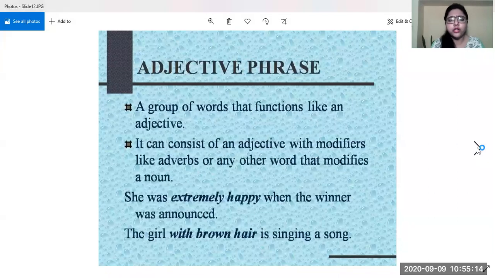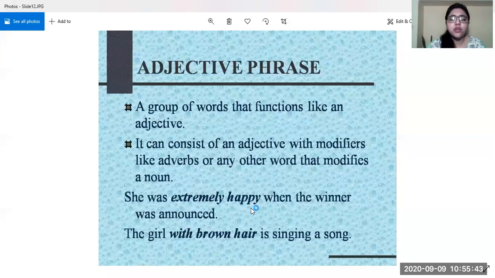Now we come over to the adjective phrase. Adjective, as you know, is a word which modifies or qualifies a noun. So an adjective phrase also has the same work. It functions like an adjective only. It qualifies the noun, and it can have modifiers. It can consist of an adjective with modifiers like adverbs or any other word that modifies a noun.